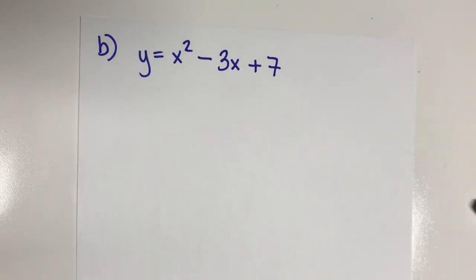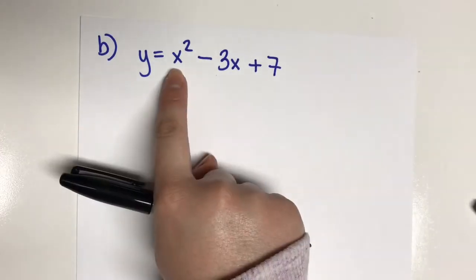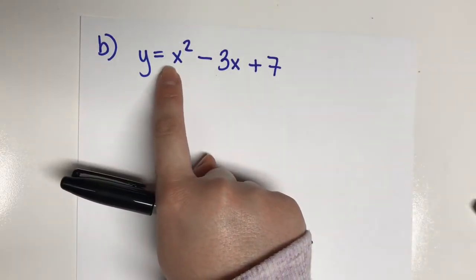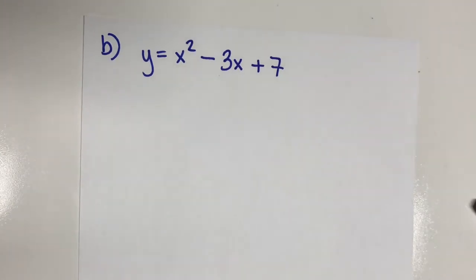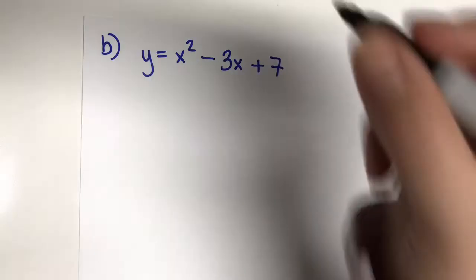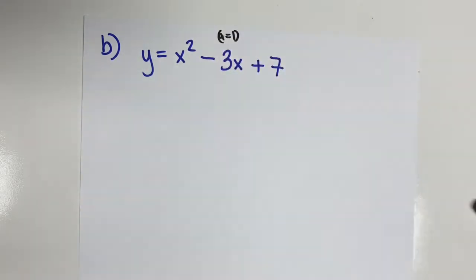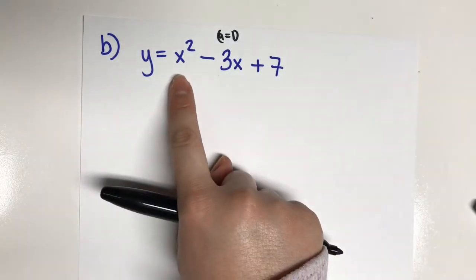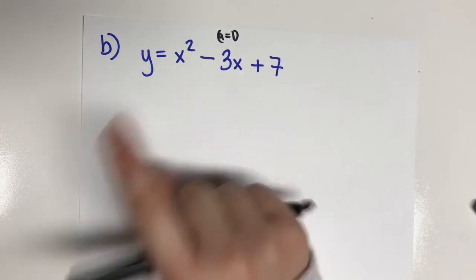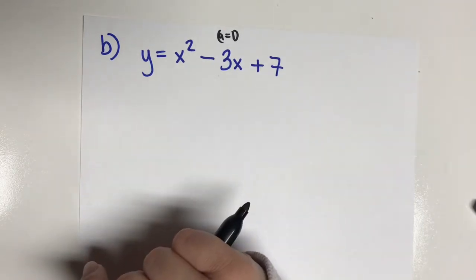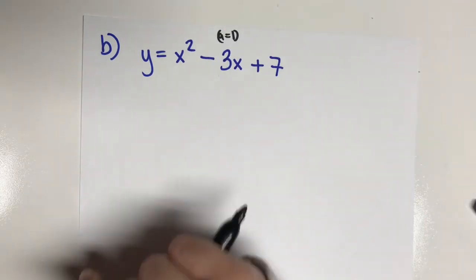All right, next example. You'll notice in all of these examples and in your homework questions for this week, the coefficient of x squared is always going to be 1. We'll take a look next week at what to do when there's another number there. But in all of these cases, a equals 1. So let's take a look. We have x squared minus 3x plus 7, and we need to put it in vertex form.